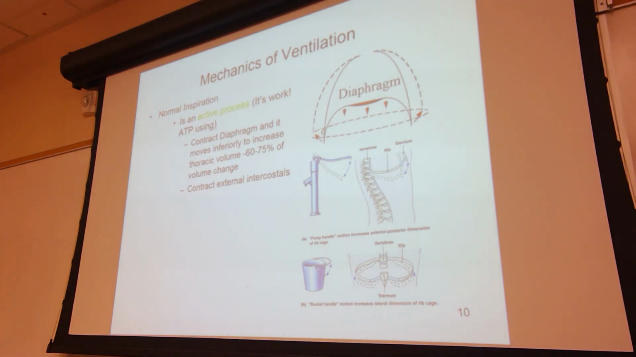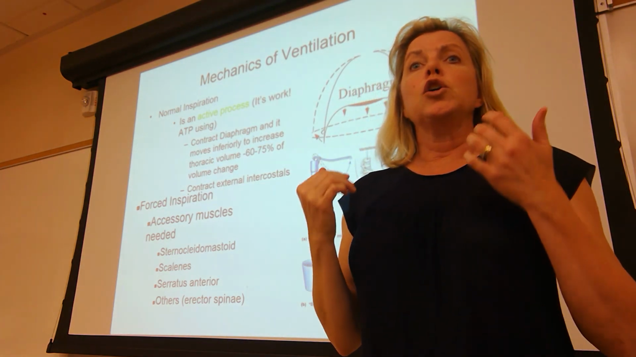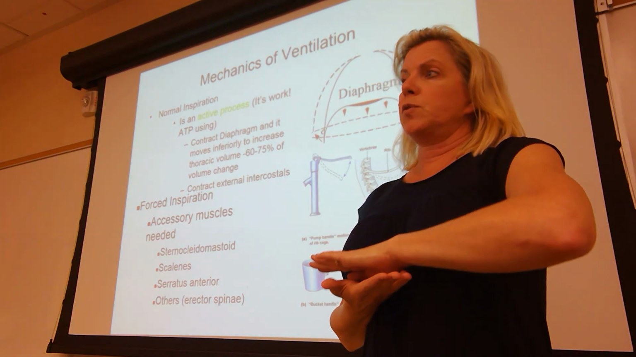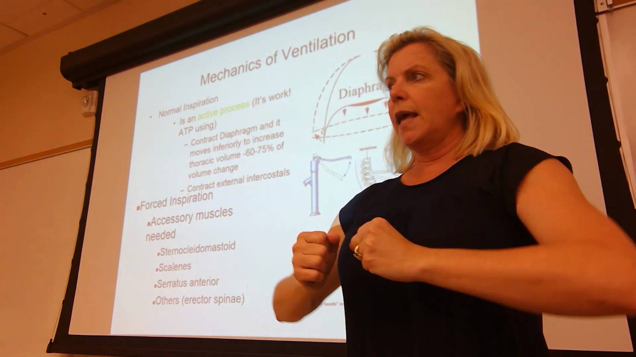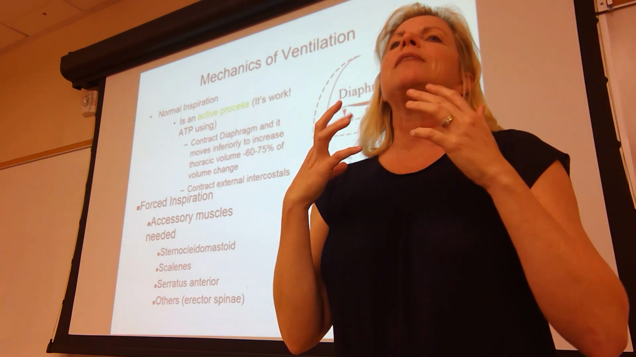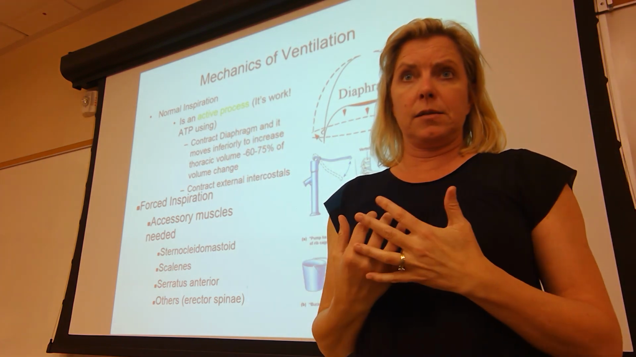If you want to have forced inspiration, you're at the gym, you're on the treadmill, you need the following muscles. You still need the diaphragm to contract. You still need the external intercostals to contract. But now you're going to have even more muscles helping to expand your chest.